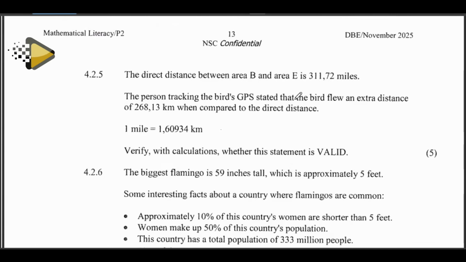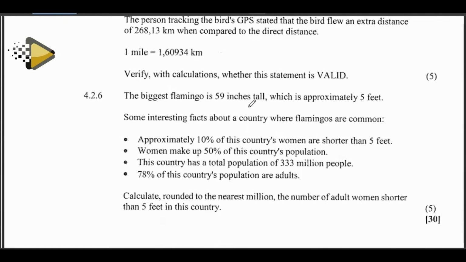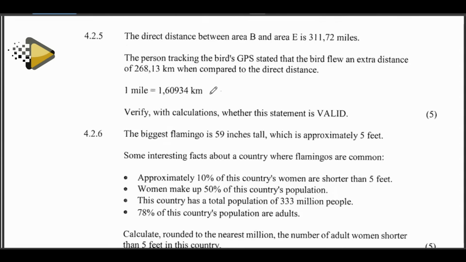The direct distance between B and area E is 311,72 miles. The person tracking the bird's GPS stated that the bird flew an extra distance of 268,13 kilometers when compared to the direct distance. Okay. 1 mile equals to that. They are saying verify the calculations. Now, all you're going to do for me, change the miles to kilometers. That's the first thing to do. And you compare it with the 770 kilometers. So what do we do?